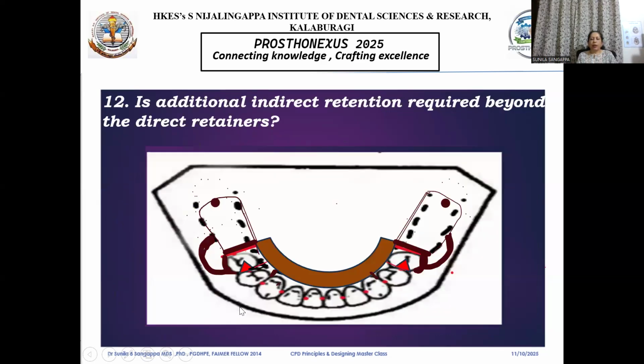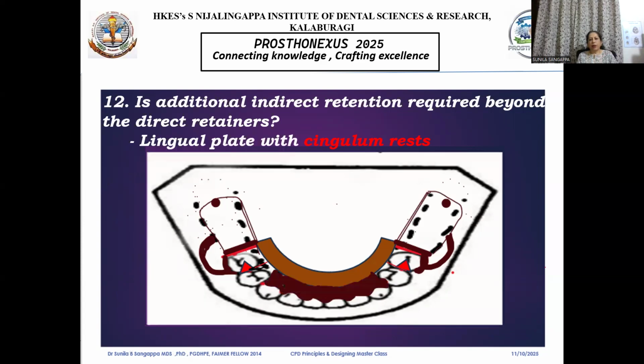So coming to our ideal situation again, here we would have our rest seats placed on the canines so that we have a major connector of a lingual plate with cingulum rest, which would provide us with frictional resistance as well as indirect retention.